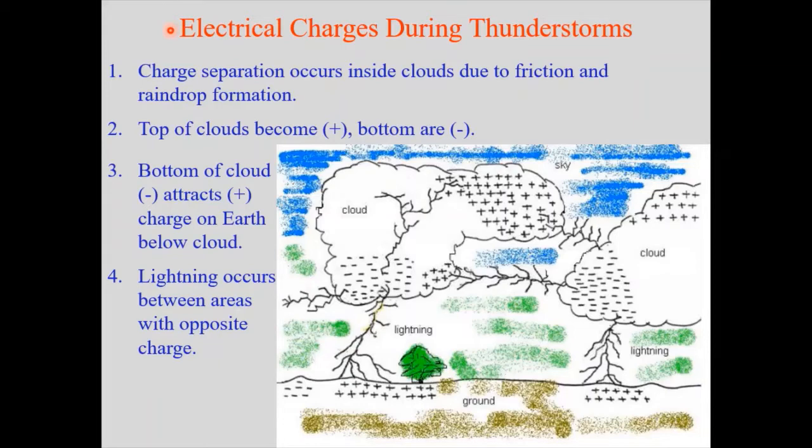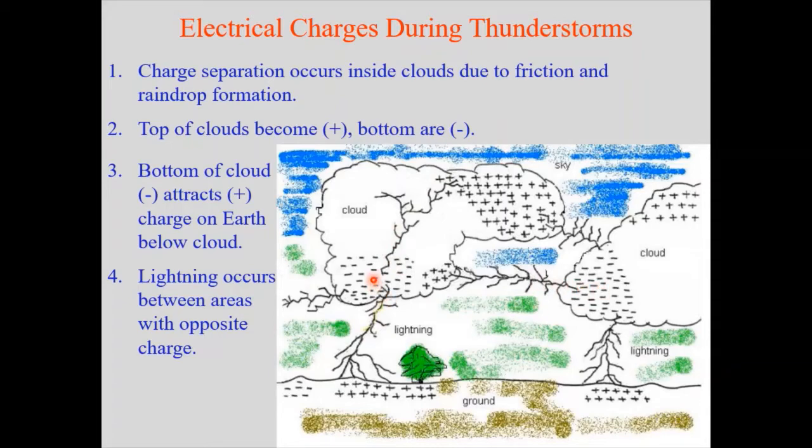Electrical storms and thunderstorms are great examples of electricity in nature at a grand scale. So what happens is inside of storm clouds, charge separation occurs, and this is due to a combination of friction between the cloud molecules and also the formation of raindrops. This tends to separate the charge so that the top of the clouds are typically positively charged and the bottoms of the clouds are negatively charged, meaning they have extra electrons down here.